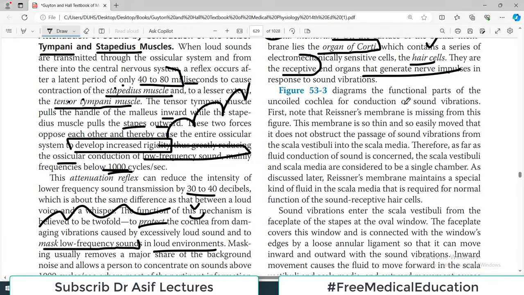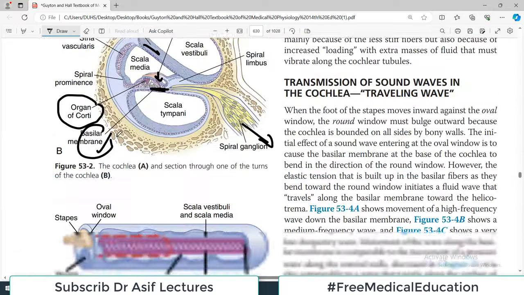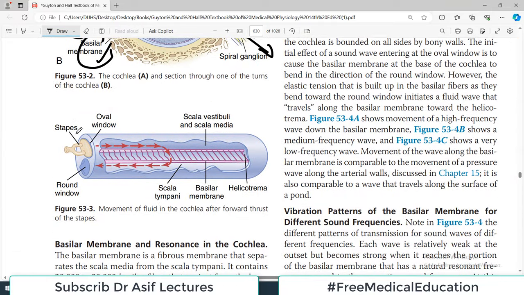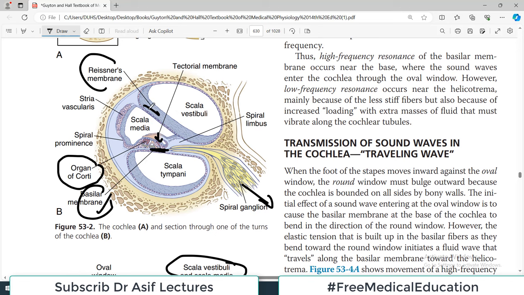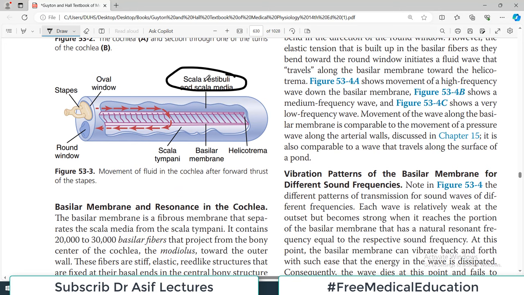Then the next diagram shows the functional parts of the uncoiled cochlea for conduction of the sound vibration. First, note that Reissner's membrane is missing. So if you look at this diagram now, here is the stapes connected to the cochlear system, and here they have shown the basilar membrane only. The part above the basilar membrane is the combination of these two sections, scala vestibuli and media, so if you remove the membrane from here, it becomes one single compartment. And behind this there will be the incus, the malleus, and the tympanic membrane. Sound waves hit the tympanic membrane, everything moves, and the vibration moves from here.